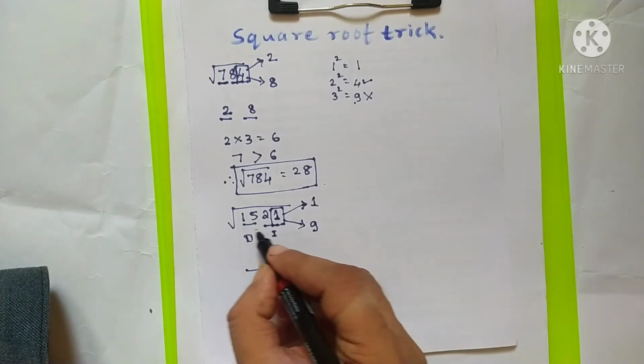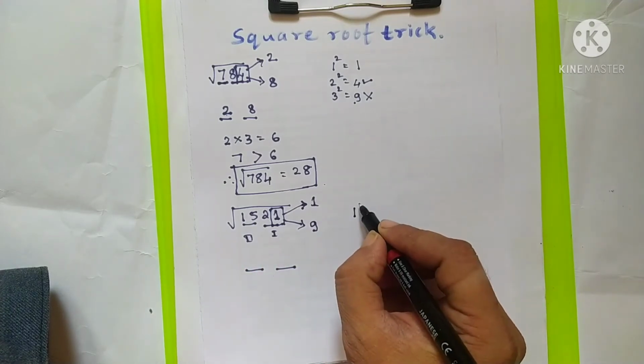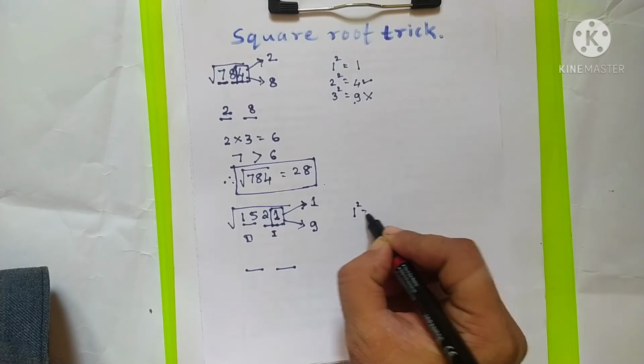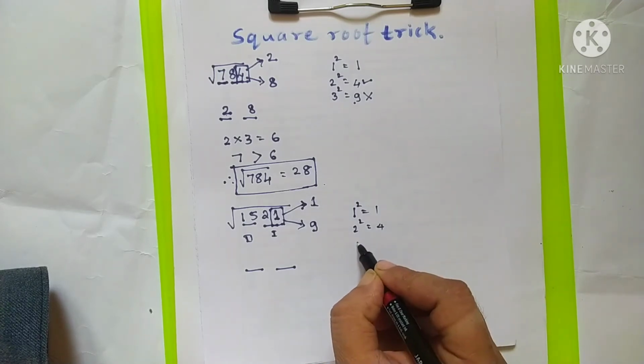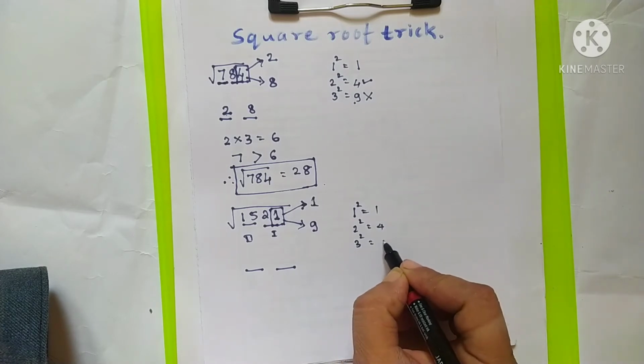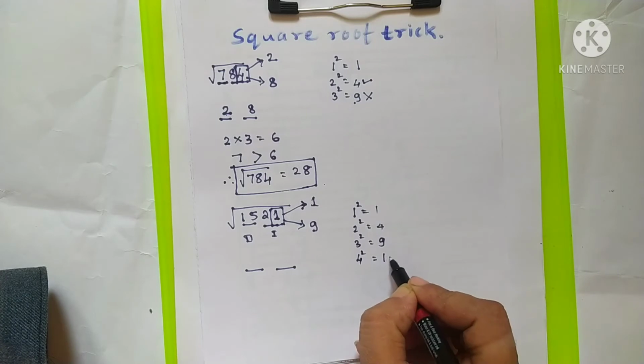Okay. And for this tens place, take this 15. As usual, the square of 1 is 1. Square of 2 is 4. Square of 3 is 9. Square of 4 is 16.